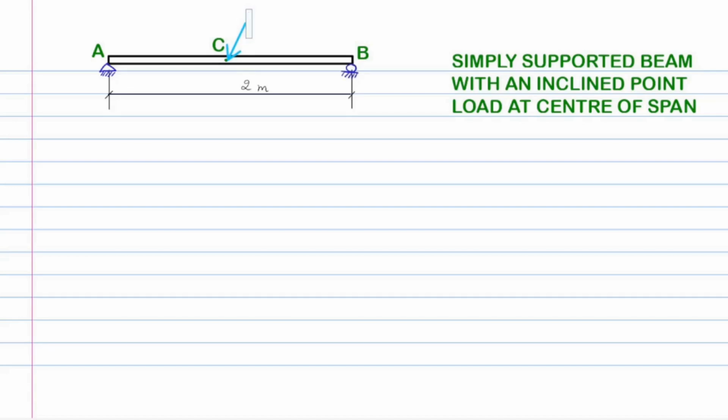Let's now show an inclined load of 5 kN acting at the center of the beam with the gradient of 4 units in y direction over 3 units in x direction, pointing in the southwest direction. We are now ready with the given data.